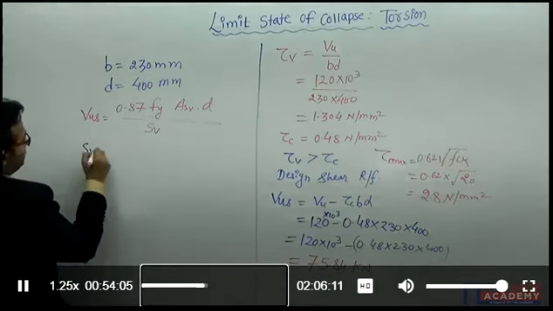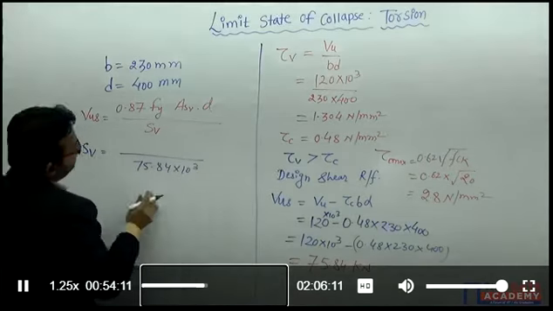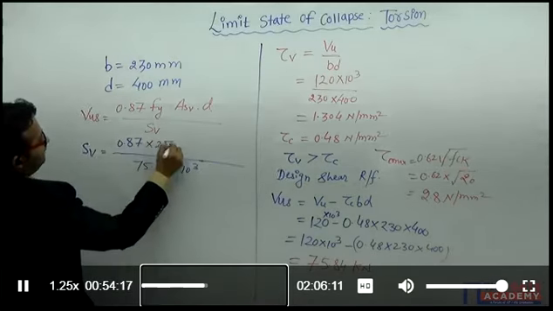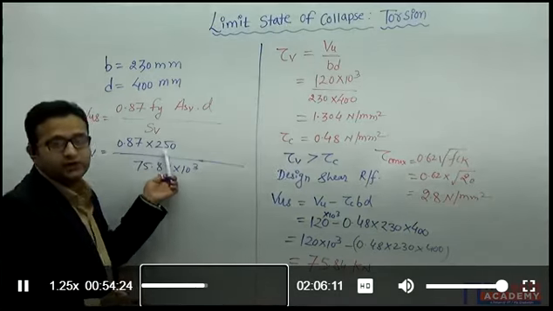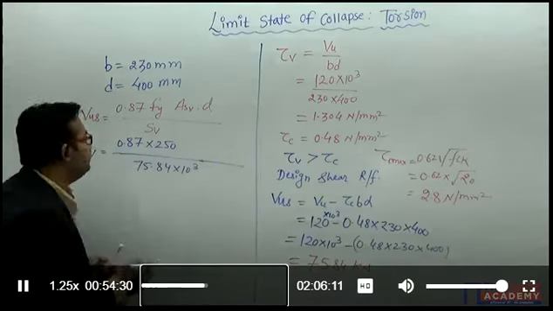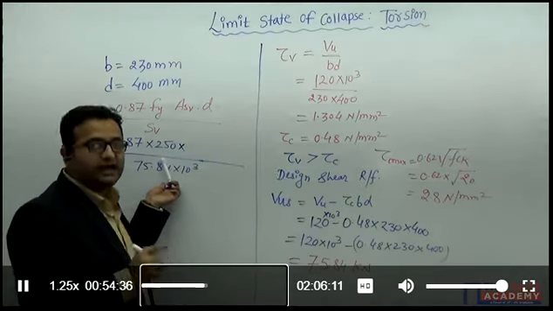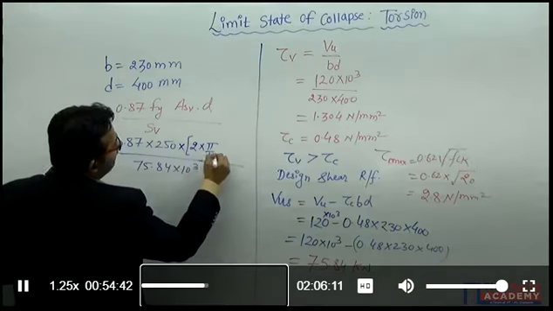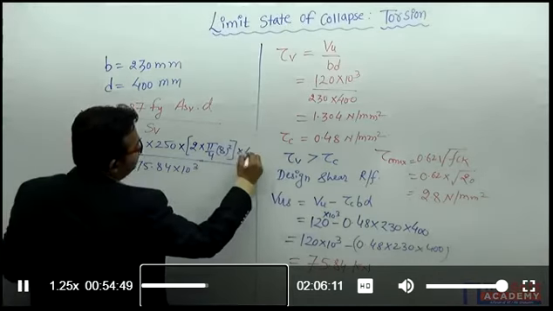So Vu is known, so Sv I can calculate here, and Vus is 75.84 into 10 to the power 3 Newton, and it is 0.87. Fy here I am putting 250 because we need to use grade 250 Newton per mm square in the case of stirrups. For the main reinforcement they have given 415, and for the stirrups they have given 250. Asv is the area of stirrups, and here we are going to provide two legged 8 mm dia stirrups. So here I can write 2 into pi by 4 into 8 square, and the effective depth they have given me 400 mm.